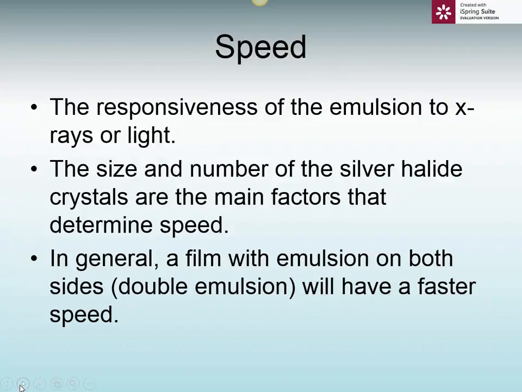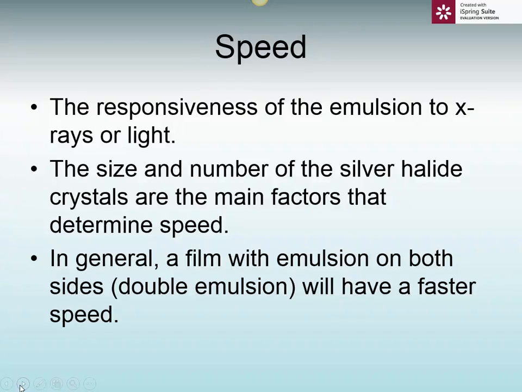Okay, so if we talk about the speed, the definition is the responsiveness of the emulsion, either to X-rays or to light. And remember, for the most part, we're usually talking about light. Speed really equals the responsiveness. A lot of this relates to the idea of how efficient these systems actually are. So what are the things that would help contribute to the efficiency or contribute to the speed?